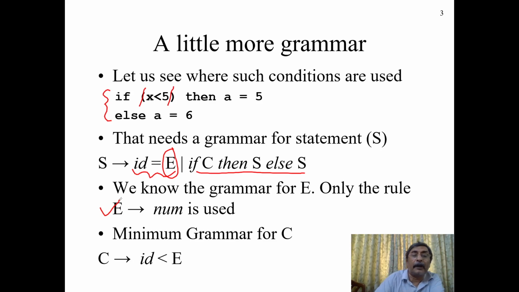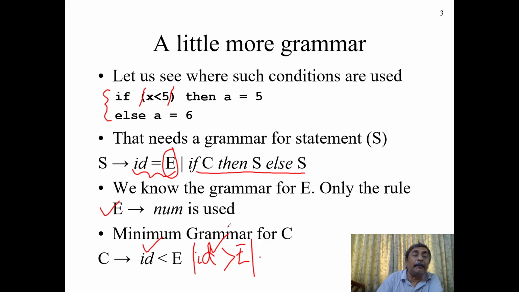Similarly, the minimum grammar for condition generation could be just C produces ID or E. Of course, you can argue that I can have ID less than, greater than E, and so on and so forth. Yes, we can. For the time being, just for an example, I am using only one rule, and we can always extend that to other rules if it is needed.